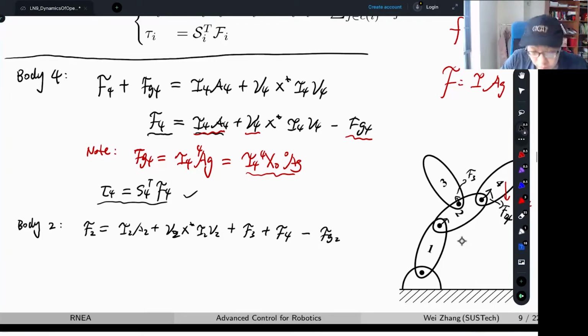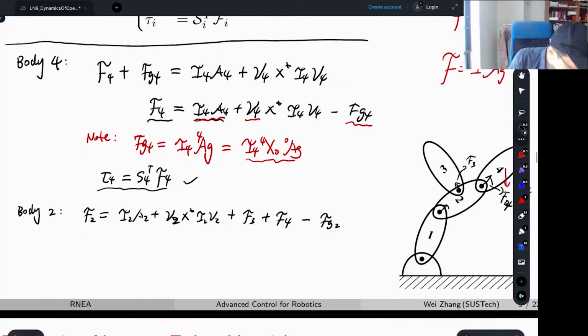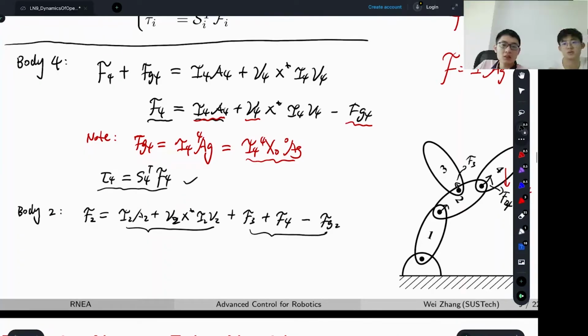Because G is something applied to the body. F3 and F4 are the force body 2 applies to the rest. This is the definition, and it's good to be clear about the direction of the force. I think that's it, right? So for this part, we all know all of them.